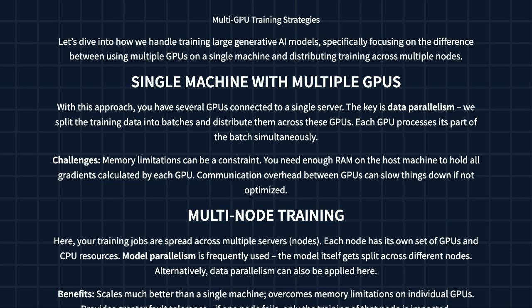Then, if we're using multiple computers altogether, we're talking about model parallelism, where the model itself gets broken up. This helps us avoid running into memory issues on individual GPUs, but introduces communication overhead between the machines. Frameworks like PyTorch and TensorFlow are really helpful here, providing tools to make this process much easier.